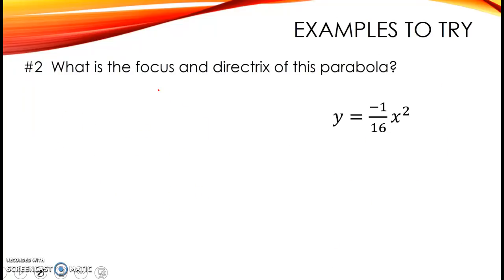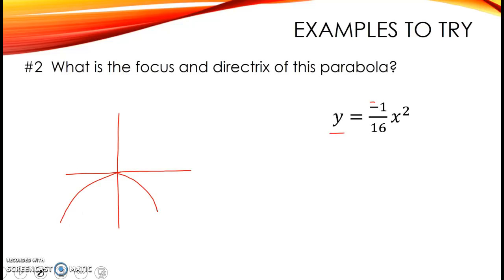Let's take a look at another situation. What is the focus and the directrix of this parabola? Well, first of all, we have a normal parabola that either opens up or down because it starts with a y. I also know that it opens down because the a value is negative. And so I'm going to have a parabola that looks something like this. It's going to be opening down.